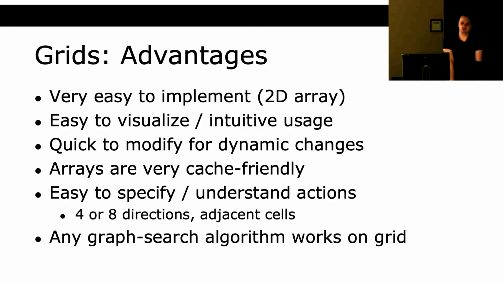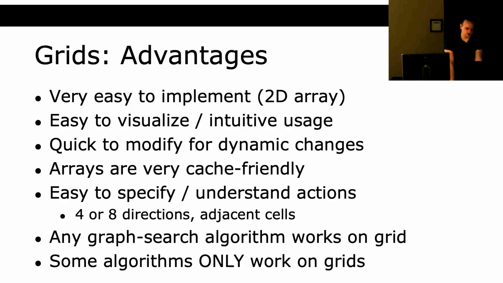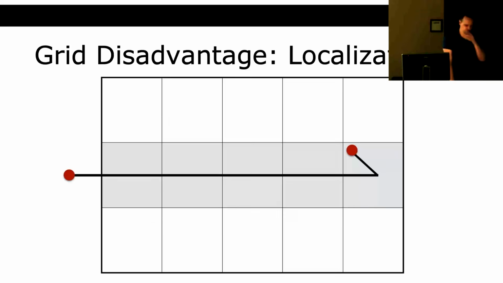Any graph search algorithm can also work on a grid, because a grid is just a graph. It's just a graph with up, down, left, and right as the edges instead of arbitrary edges. And there are also some algorithms that are super efficient that only work on grids and don't work on arbitrary graphs. And I'll show you one of those in a little bit.